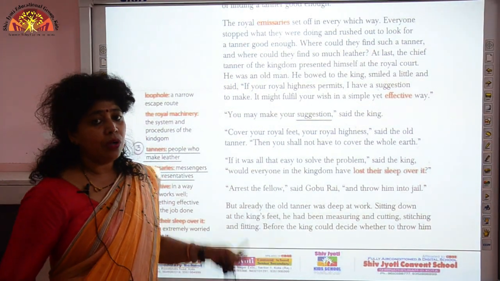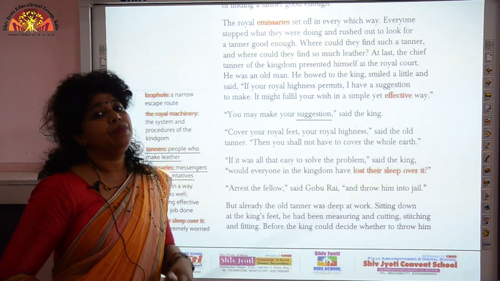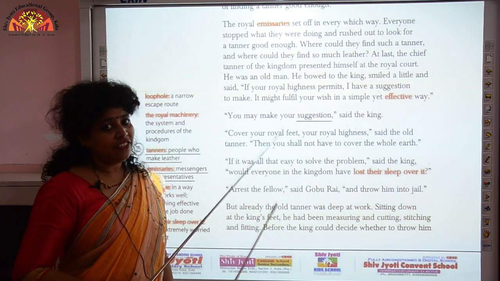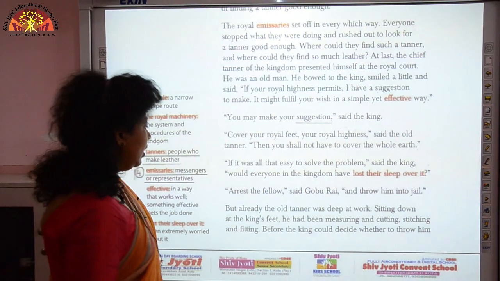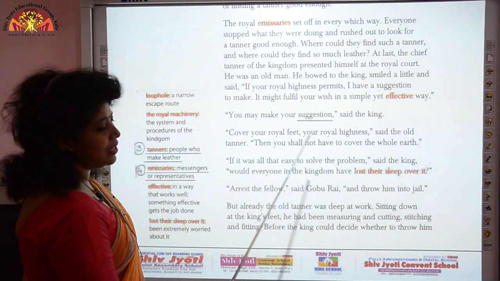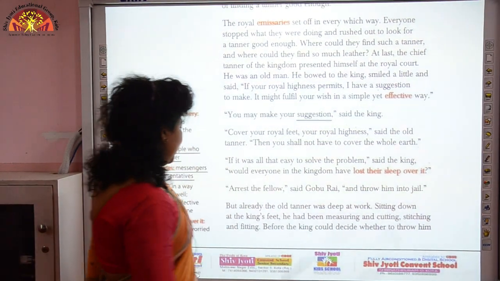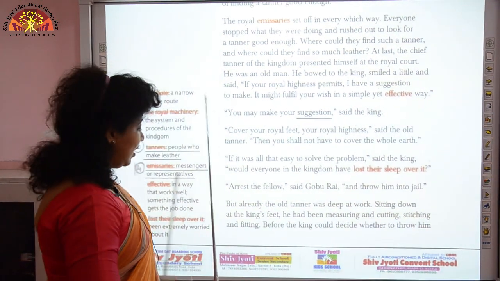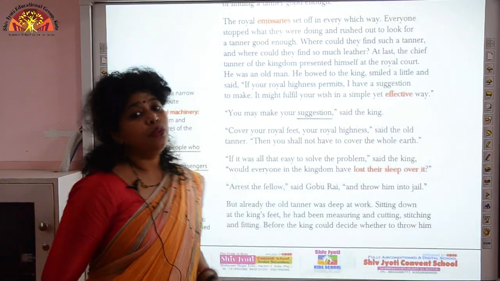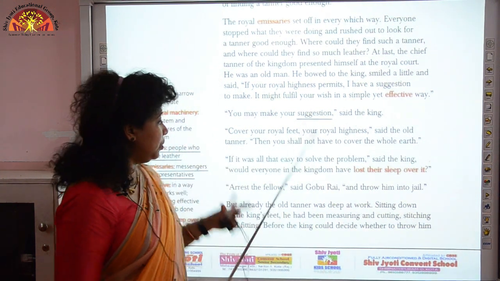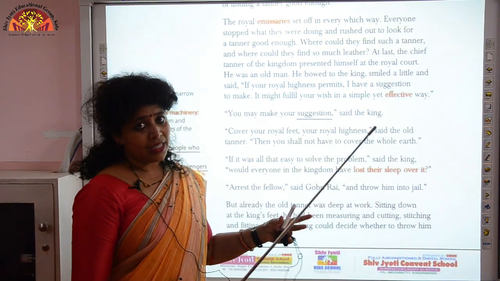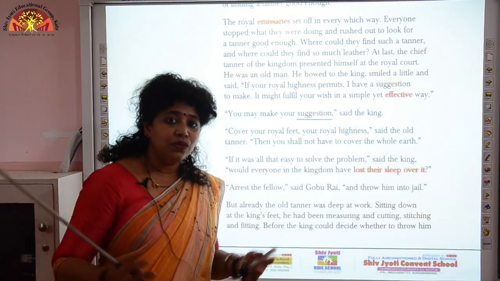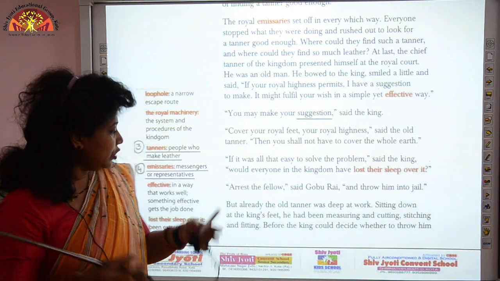In the meantime, Goburai, who felt this to be a very stupid and silly suggestion, wanted to arrest the chief tanner and put him in jail. But already the old tanner was deep at work. Sitting down at the king's feet, he had been measuring and cutting, stitching and fitting. That is, even before the king could give a reaction to the minister's arrest suggestion, the old tanner had already gotten to work on the king's new shoes.